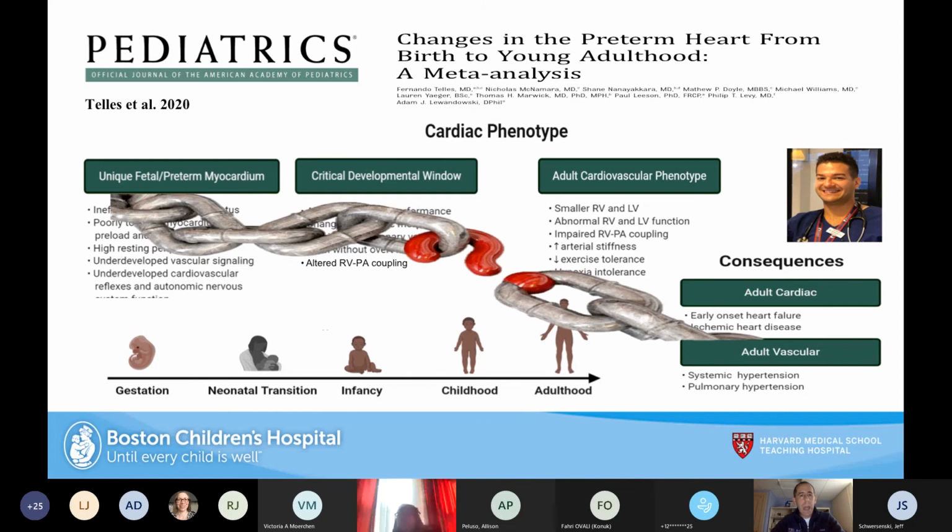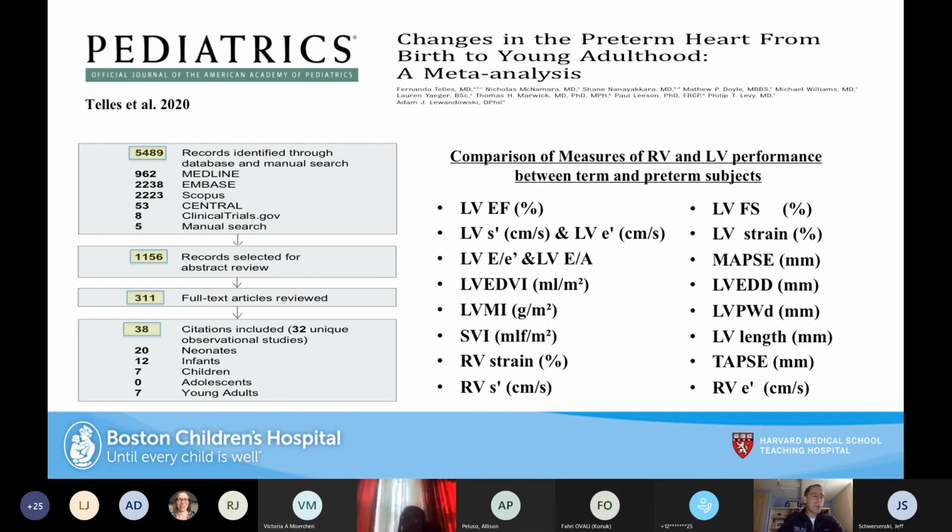So we did a meta-analysis trying to compare measures that we had validated over the last 10 or 15 years of RV and LV performance between term and preterm subjects. Using a meta-analysis statistical approach, we ended up identifying 38 studies, 20 in the neonates, 12 in the infants, 7 in children and adults, that directly compared healthy term and healthy preterm infants using these measures outlined on the screen.